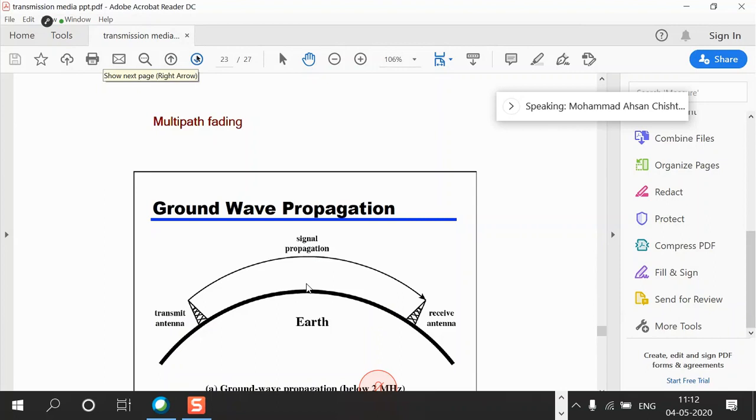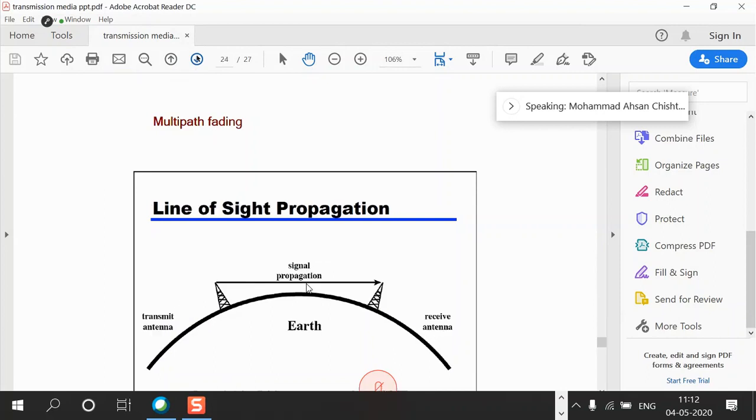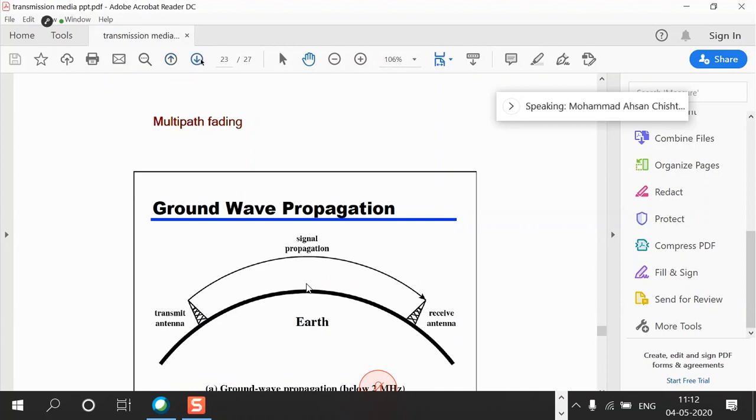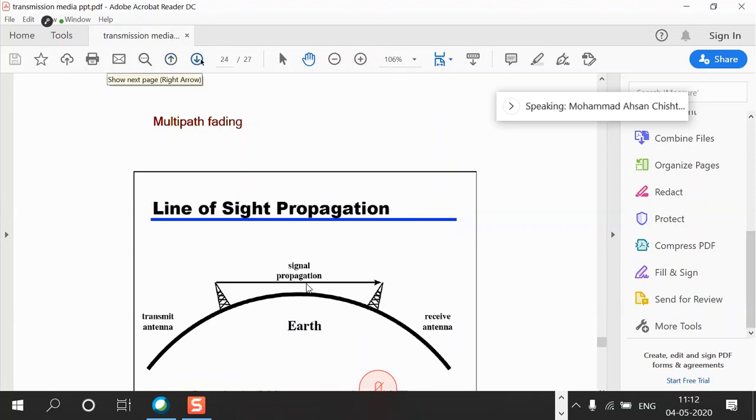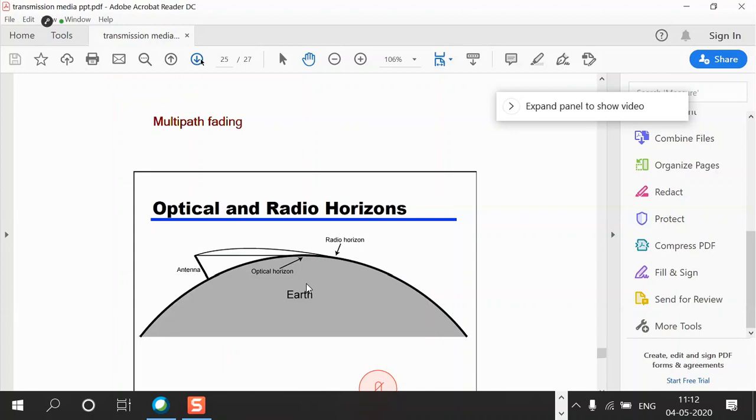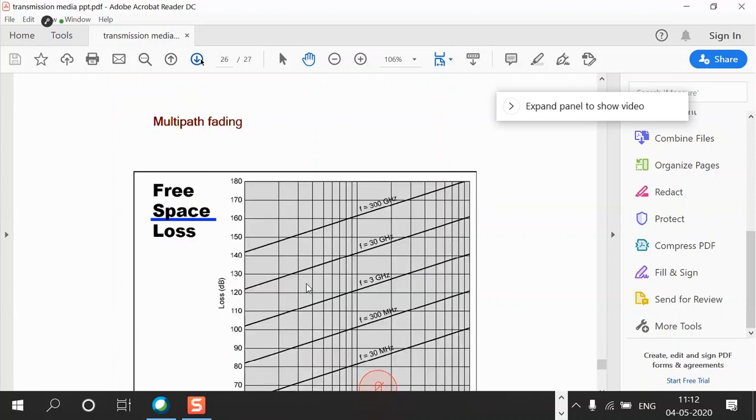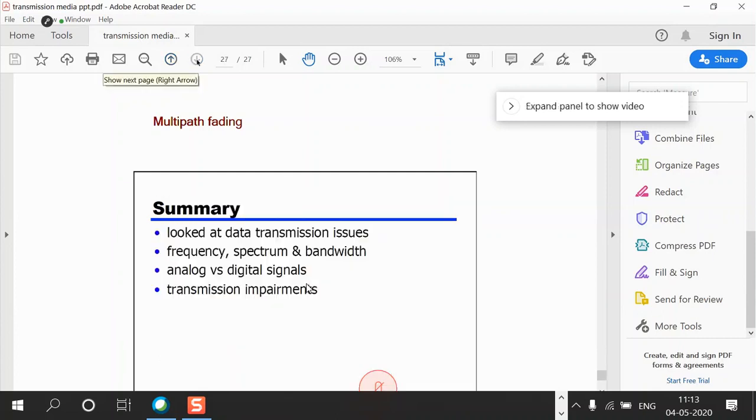This I had drawn, there was this one line of sight. This shows what is line of sight propagation. This is ground wave, this is line of sight propagation. And then the earth comes in between and it cannot transmit. This one shows free space loss, I find here.